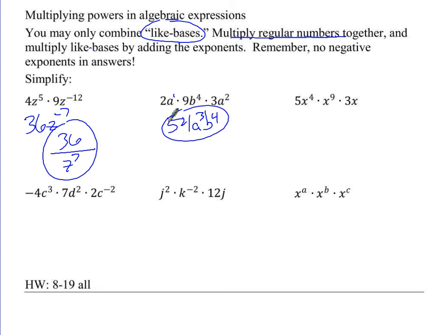Okay, let's talk about the next one. What do we do? Multiply your numbers together, and that gives me 15. By the way, those are called coefficients. Multiply the coefficients together to get 15. And then what? X to the 4 plus 9 is 13, plus 1 is 14. So x to the 14th is what you get. We don't have any negative exponents there either, so that's your answer.